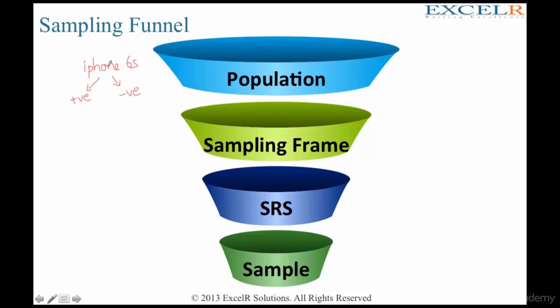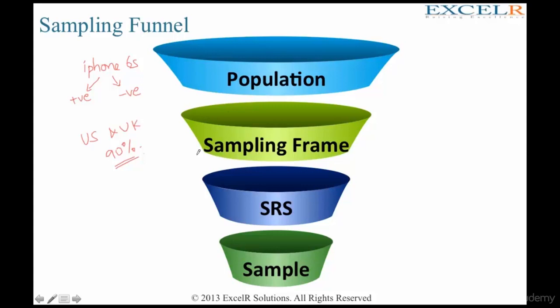Right? Hence, what do you do? You need to craft a sampling frame from the population. You might say that in the United States and United Kingdom alone, there are maybe 90% of iPhone 6s users. So you would say that this is my sampling frame. I would only choose iPhone 6s users who are stationed in the US and UK.